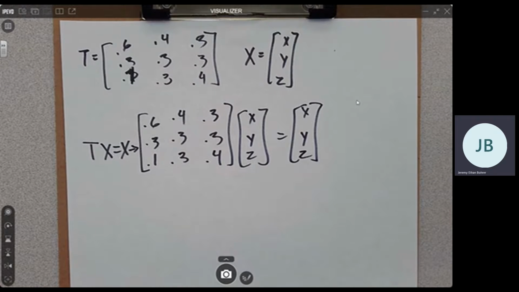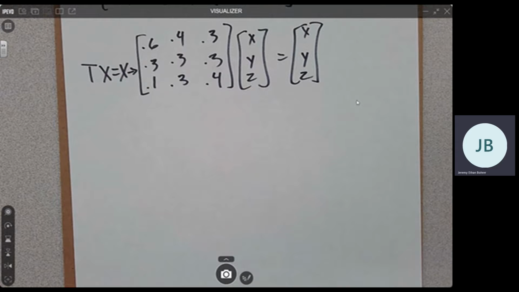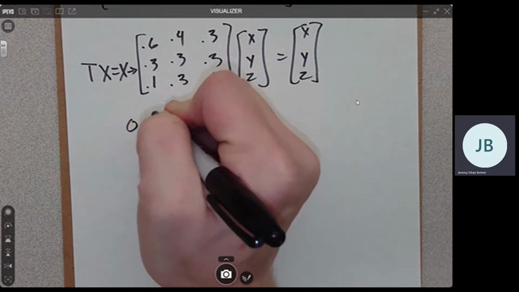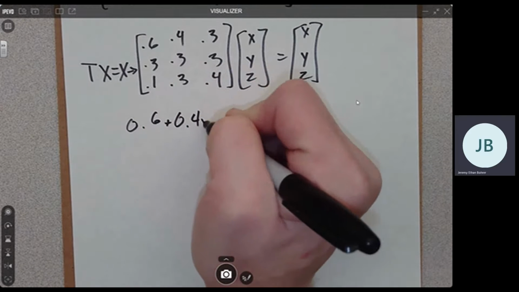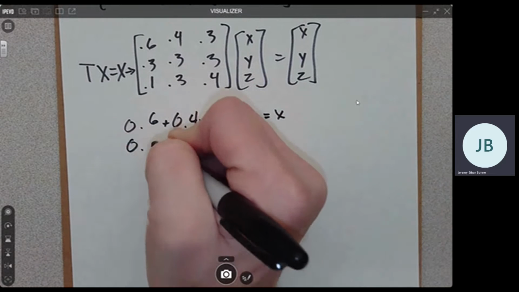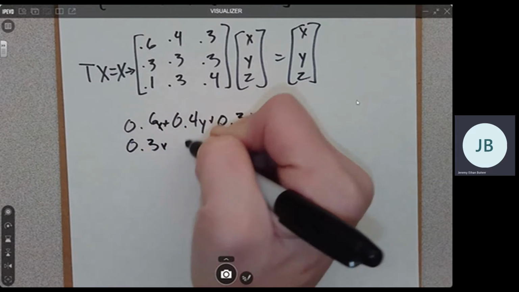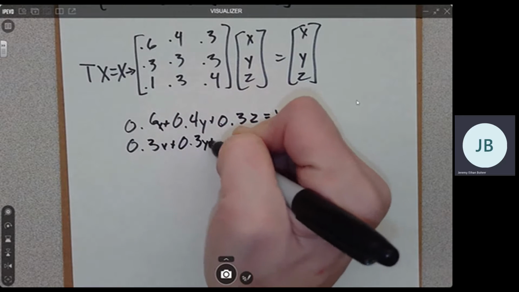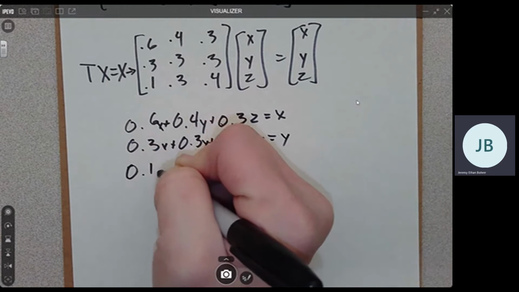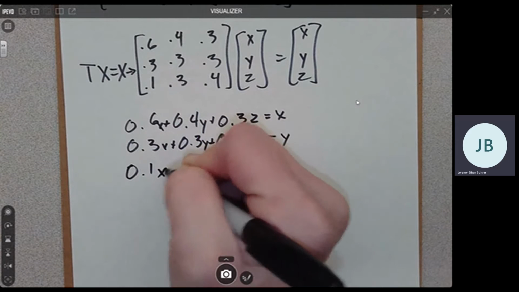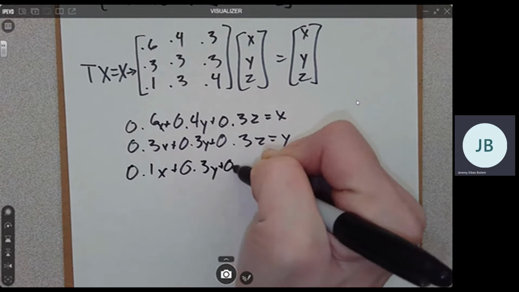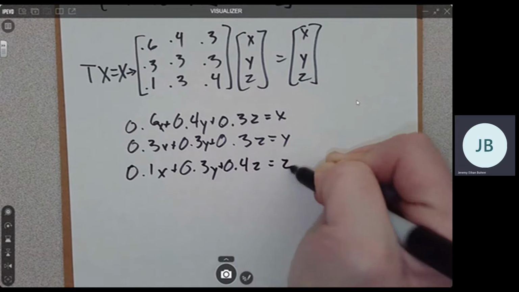Okay, so this brings us to a series of equations by multiplication. 0.6x plus 0.4y plus 0.3z equals x. 0.3x plus 0.3y plus 0.3z equals y, and 0.1x plus 0.3y plus 0.4z equals z.